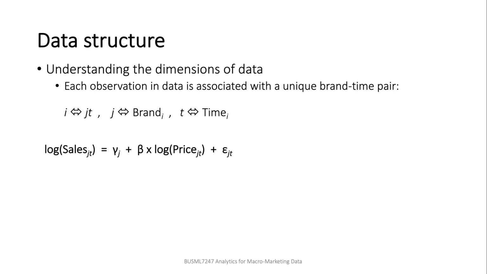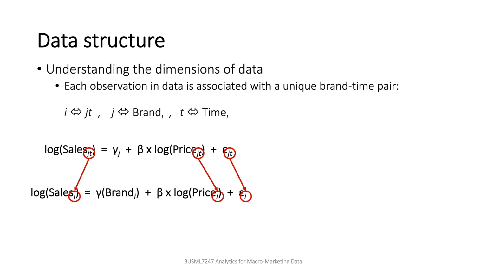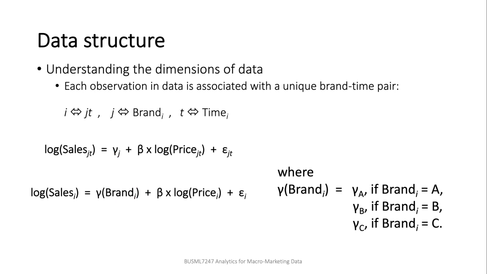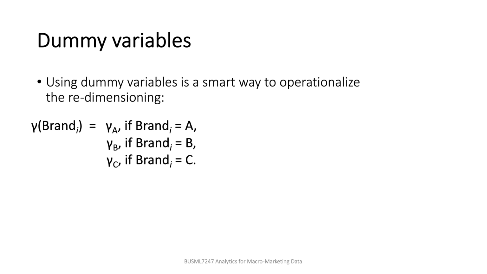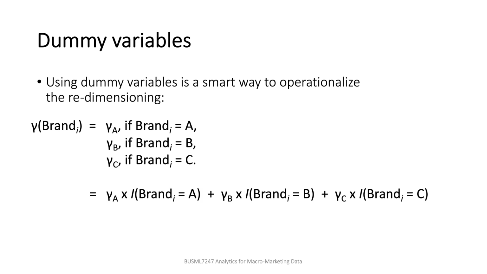So, we rewrite the fixed effects model as the model of a unidimensional data set. Each brand-time pair, JT, is simply replaced with each observation, I, and the brand subscript, J, is replaced with the brand variable, the brand I. Now, this gamma is a function of the brand variable, that is, the value of gamma depends on the brand variable. Using dummy variables is a smart way to operationalize this redimensioning. The key of the redimensioning is how to operationalize this gamma function that depends on the brand variable. Mathematically, this function is exactly the same as this formula.